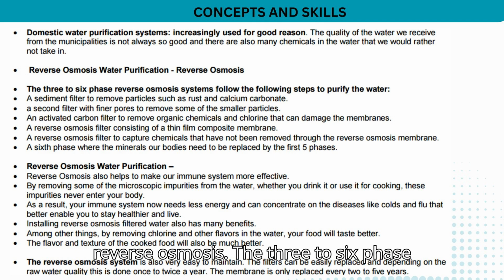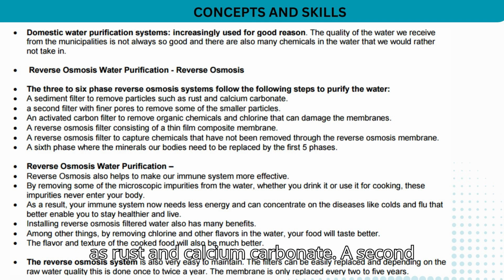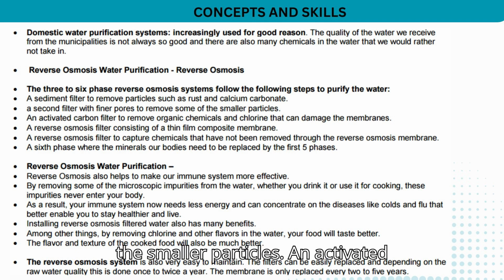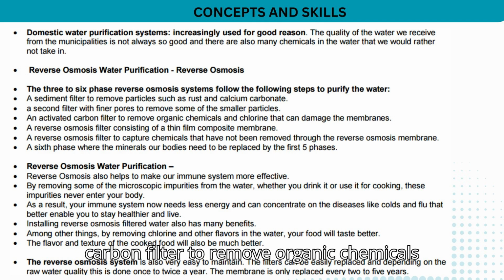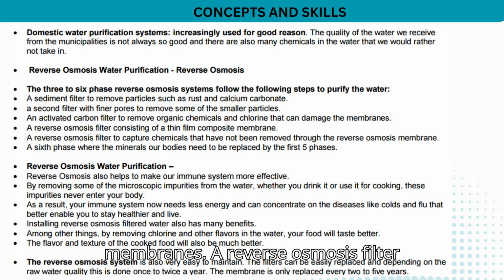The 3 to 6 phase reverse osmosis systems follow these steps to purify the water. A sediment filter to remove particles such as rust and calcium carbonate. A second filter with finer pores to remove some of the smaller particles. An activated carbon filter to remove organic chemicals and chlorine that can damage the membranes.